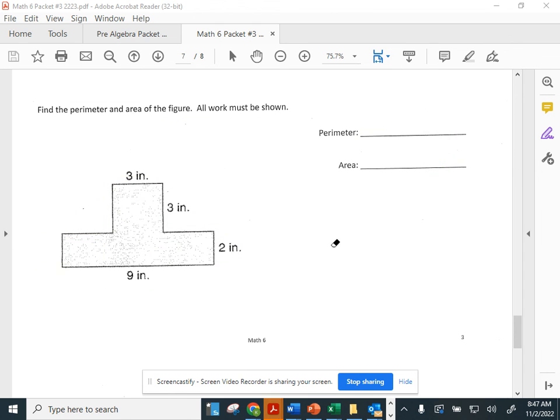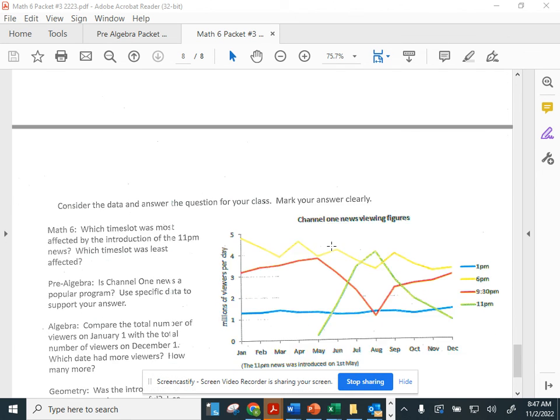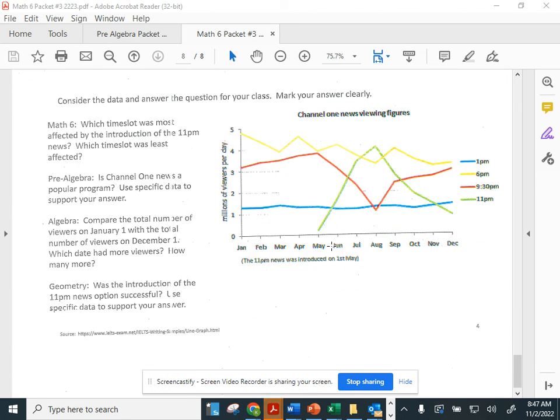The next page is our last page. We have a graph of Channel 1 News viewing figures. We have the months of the year, and we have millions of viewers per day. So which time slot was most affected by the introduction of the 11 p.m. news? 11 p.m. is green. It was introduced in May.